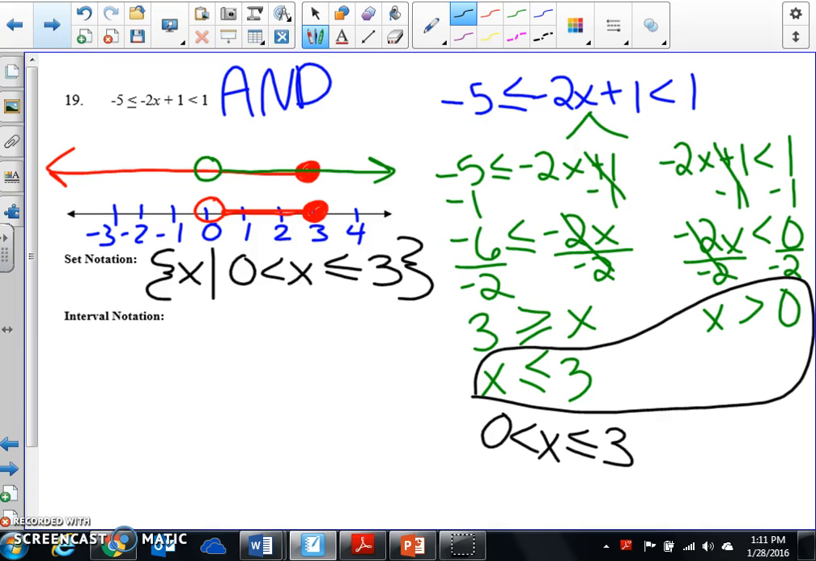My interval, I look back up at my solution, and I start at 0. It's a parenthesis because it's an open circle. Then I go to 3 with a bracket.